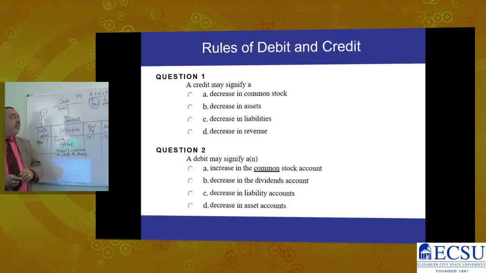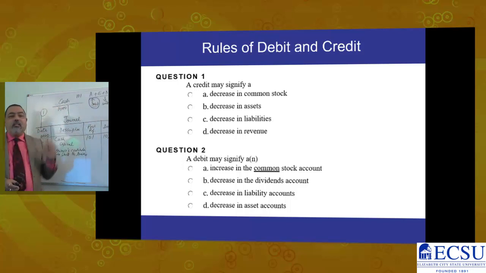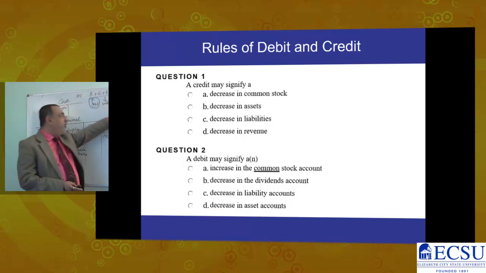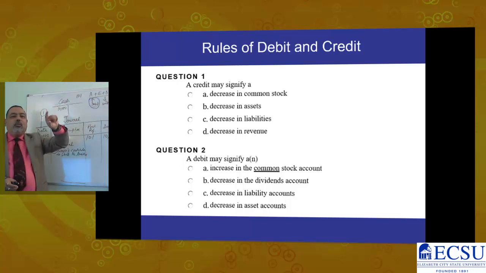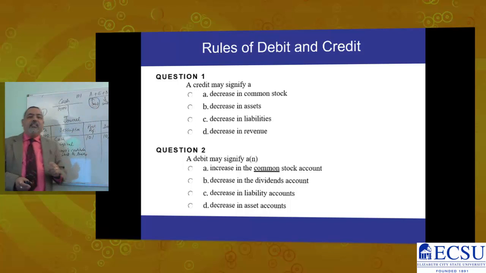Okay, now decrease in common stock, you can see it is a debit, so it's not A. And C is decrease in liabilities, again that's a debit. Decrease in revenue, again that's a debit, so that would mean the correct answer is number B. Decrease in asset would be a credit.